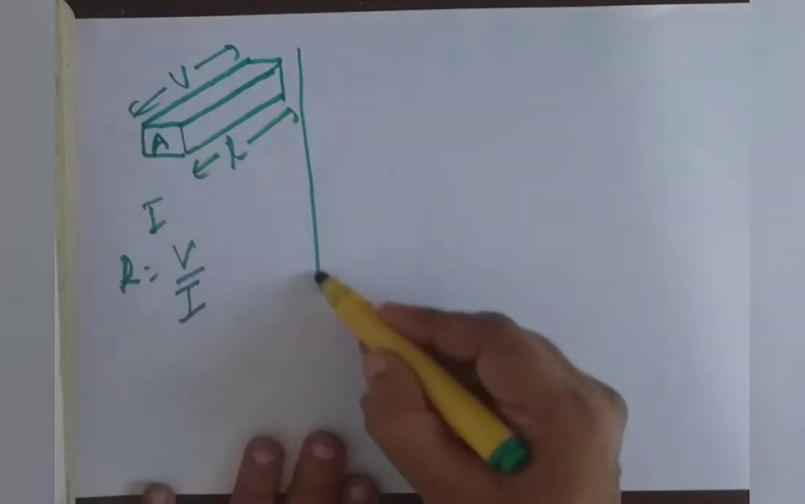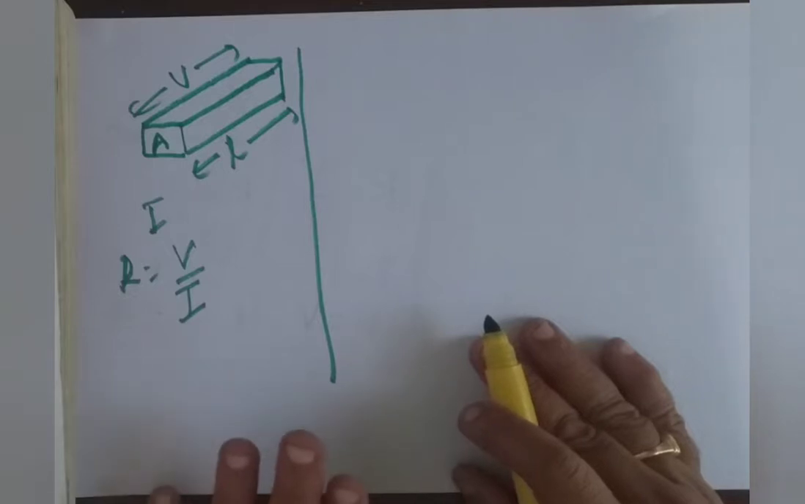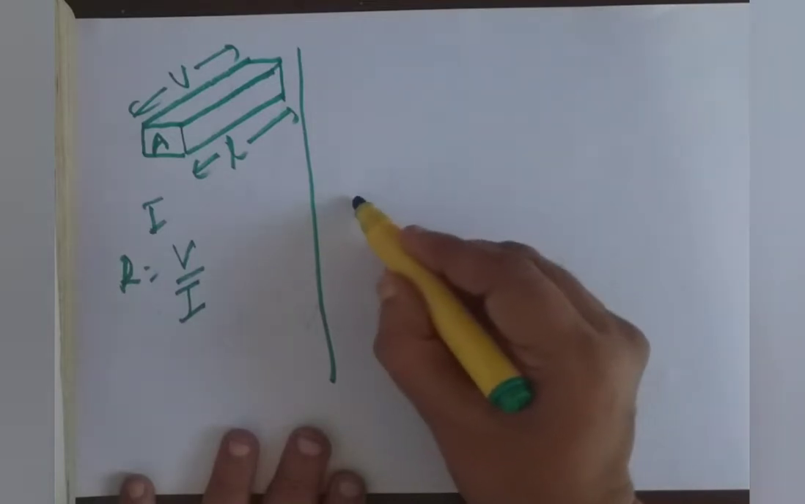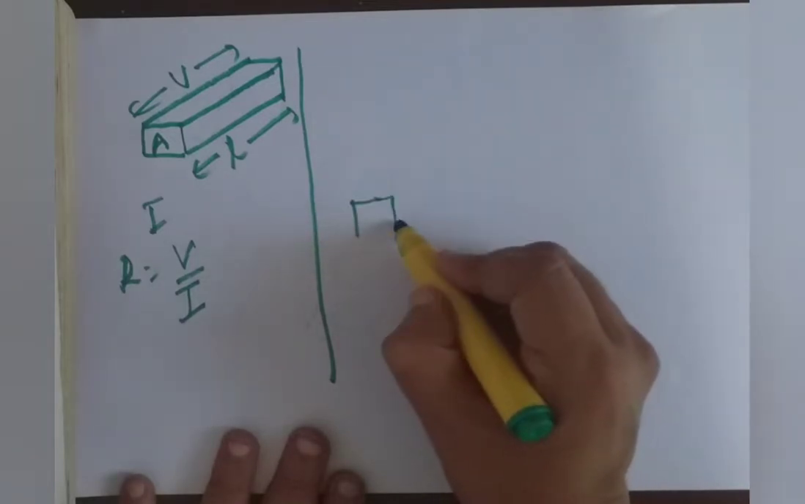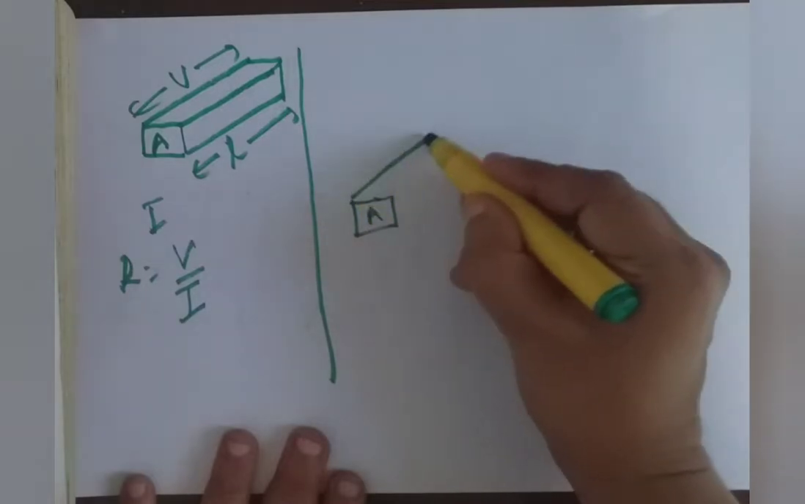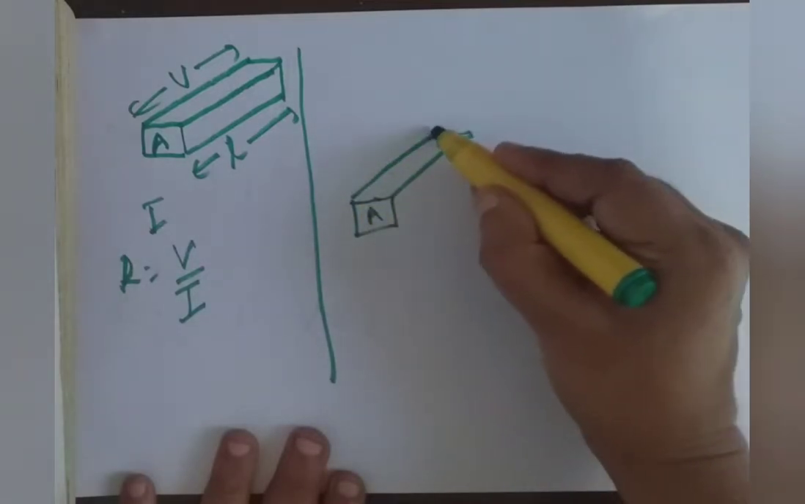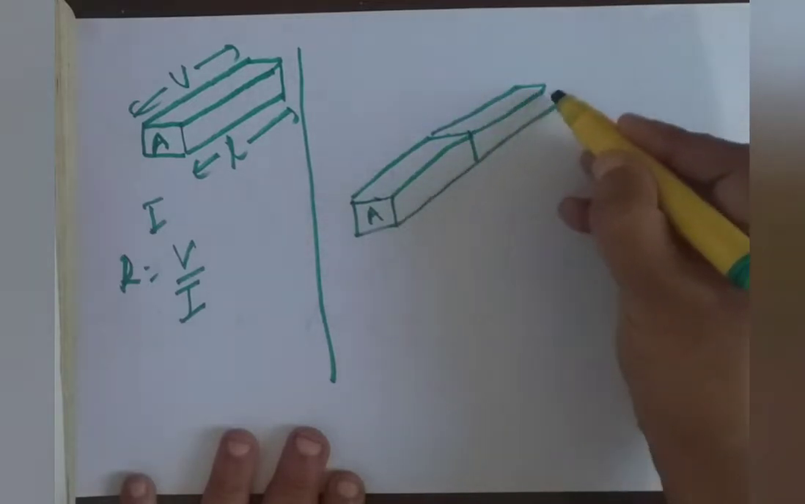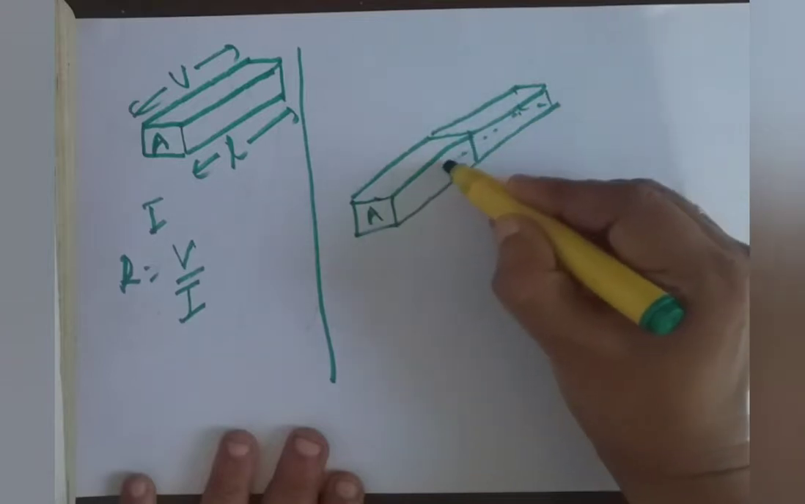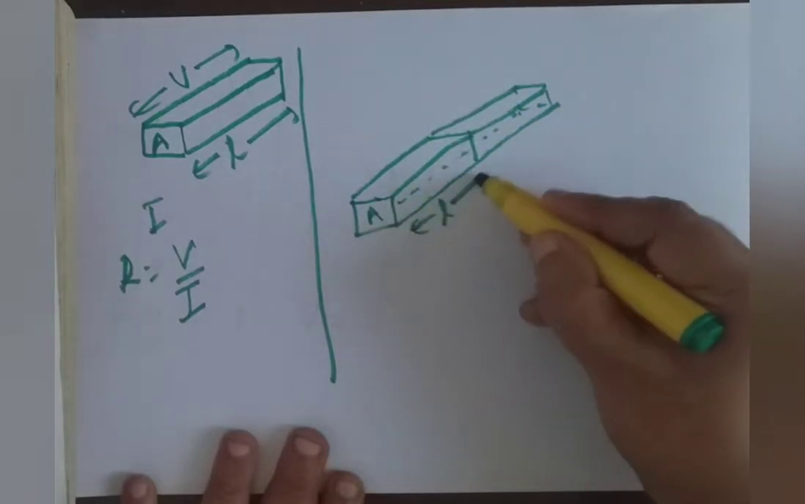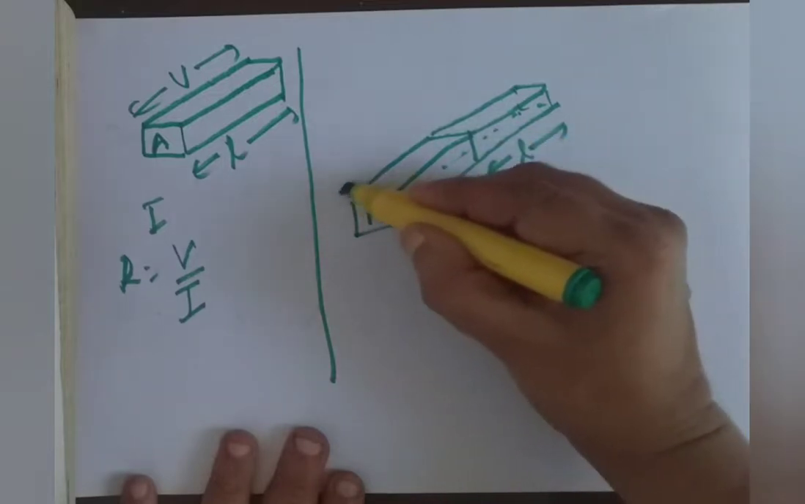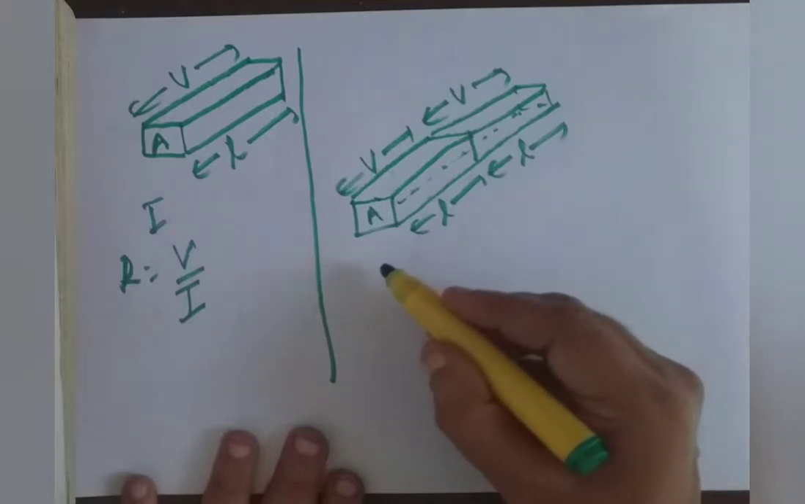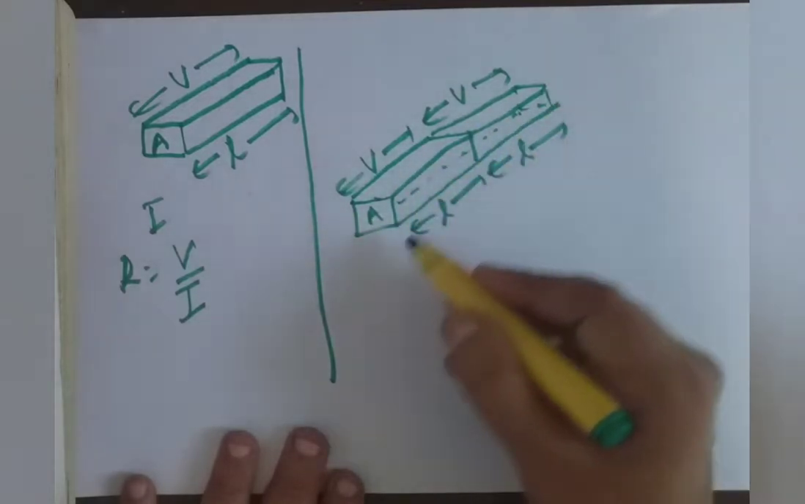Now, to prove the dependence of resistance on the length of the conductor, we just imagine two such conductors are kept side by side like this, but in perfect contact like this. Now the length of first conductor is L, second conductor is L, and potential difference across first conductor is V, second conductor is V, and then say area remains same.